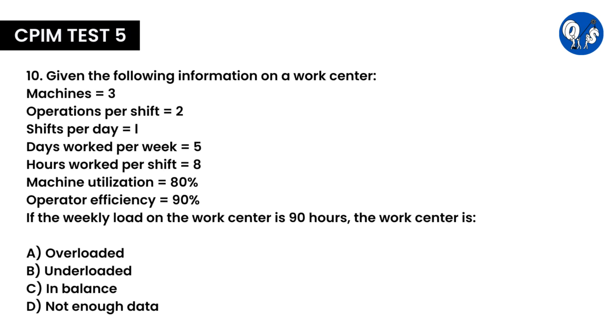Question number 10. Given the following information on a work center, if the weekly load on the work center is 90 hours, the work center is A. Overloaded, B. Underloaded, C. Imbalance, D. Not enough data. Here the correct answer is A. The work center is overloaded because the standard capacity is 86 standard hours.